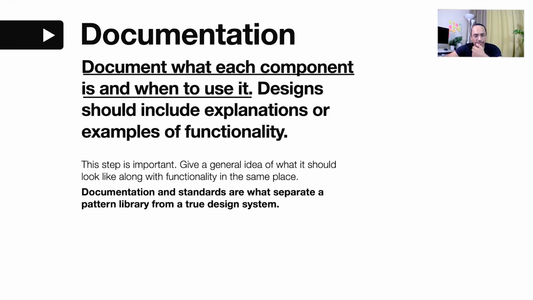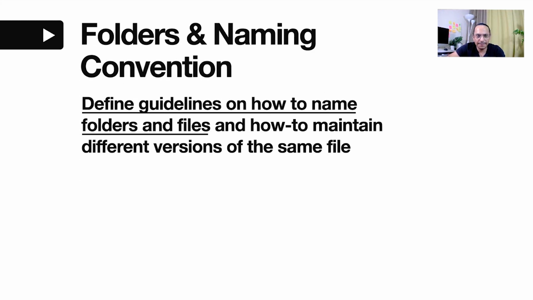Documentation and standards are what separate a pattern library from a true design system. Earlier, we used style guides and pattern libraries, but that was a limited document, right? It just had the list of the components and their design references and so on. But documentation was never part of those style guides. In the design system, we also put the documentation, we define everything: why and how, and where to use it, and all those things.